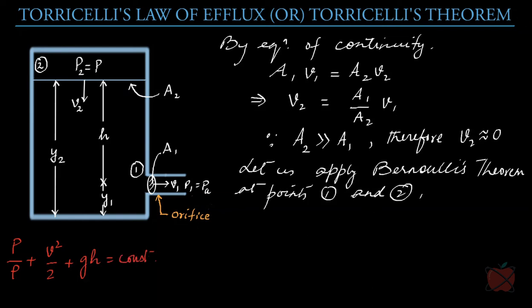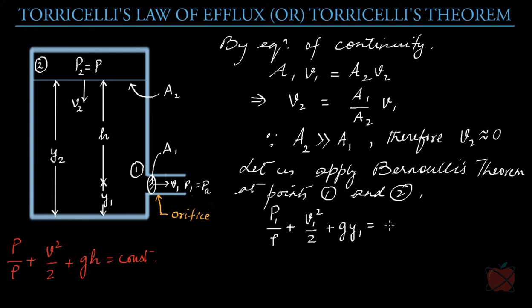So at this point 1, pressure is P1, right? P1 by rho plus velocity is v1, so v1 square by 2 plus g, and what is the height of this? y1, so g y1 is equal to... let me do one thing. Let me write the expression at the level 2 first of all.